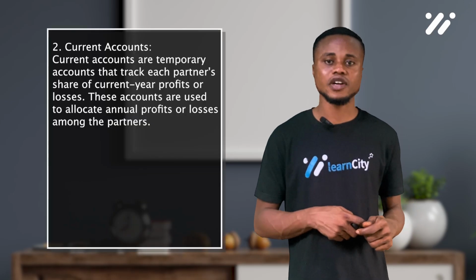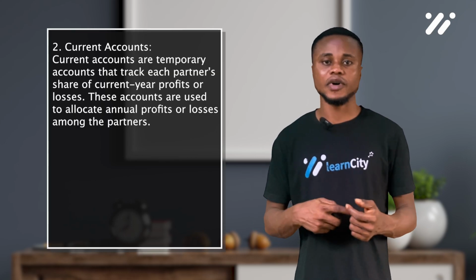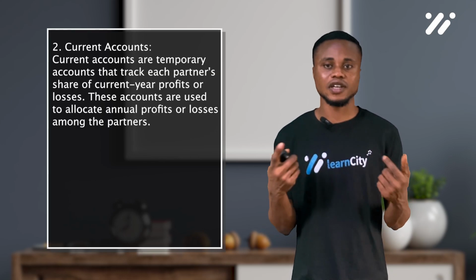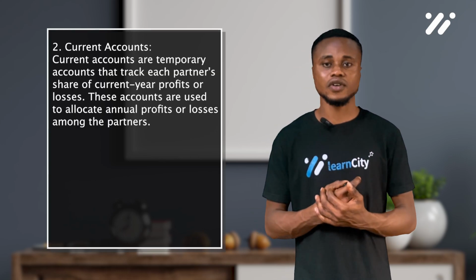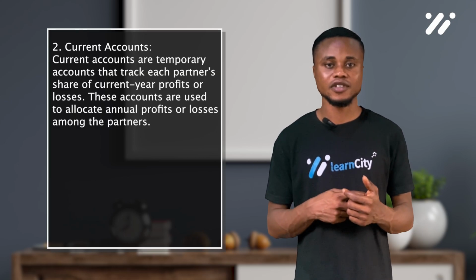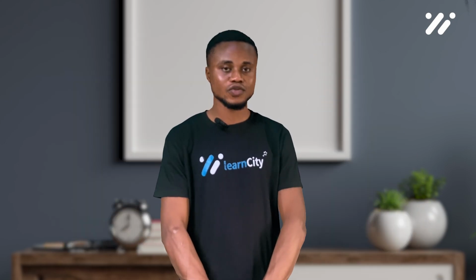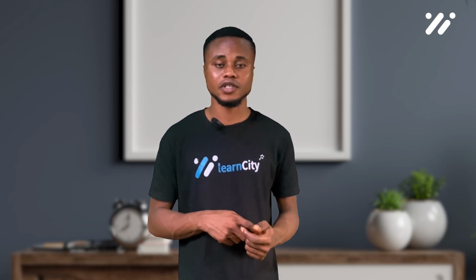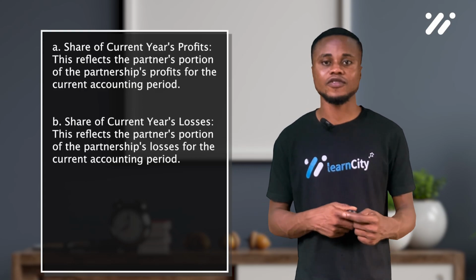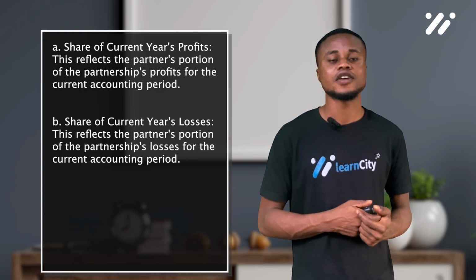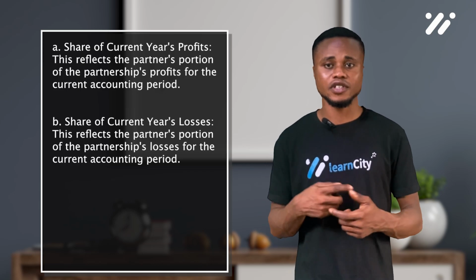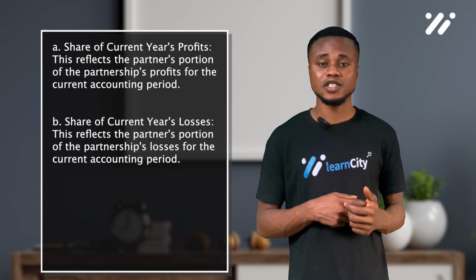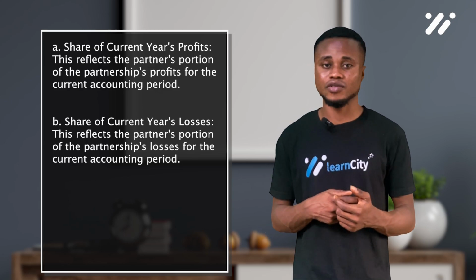Current accounts are temporary accounts that track each partner's share of current year profits or losses. These accounts are used to allocate annual profits or losses among the partners. Under this one too, there are some little items which I'm going to explain now. The first item is share of current year's profits. When we are talking about the share of current year's profits, this reflects the partner's portion of the partnership's profits for the current accounting year.